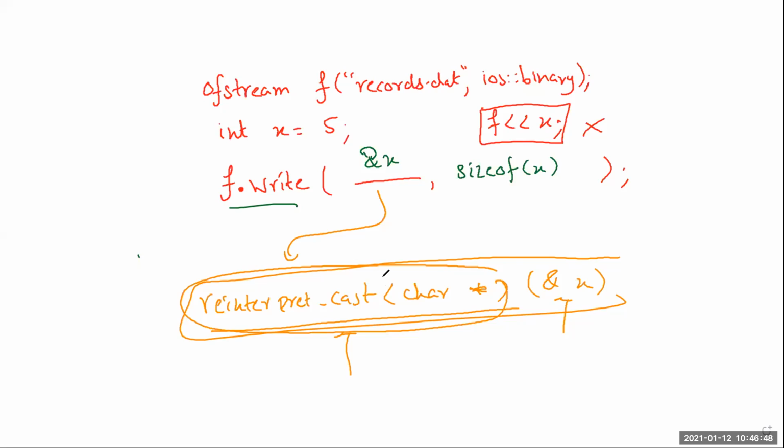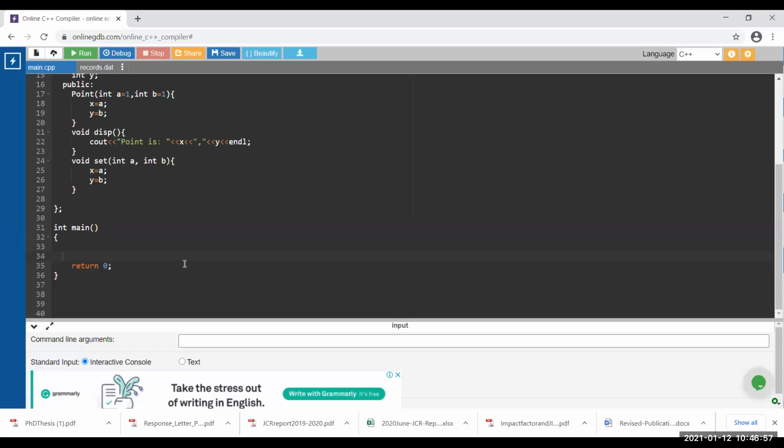Now let me write this program, show you the output, and then maybe we can discuss it. Okay, so let me go to the compiler. You can ignore the point class that we'll be using in the next example. Presently, I'm just writing an integer. I already have this file, let me just get rid of it.